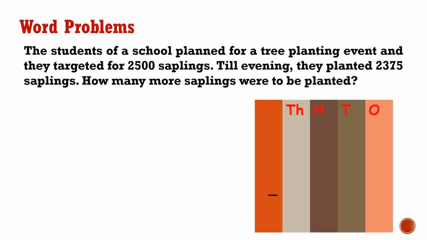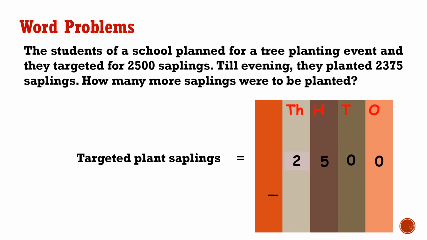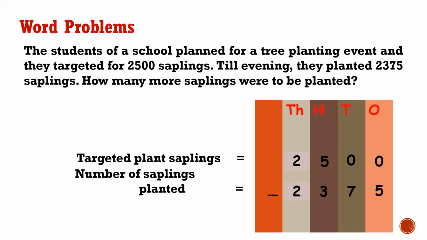Here, we have to find the difference between the targeted number of saplings and the number of saplings they planted. How many saplings did they target to plant? 2500. How many saplings did they actually plant? 2375. For finding the number of saplings to be planted, we have to subtract 2375 from 2500. Let us start our subtraction process.